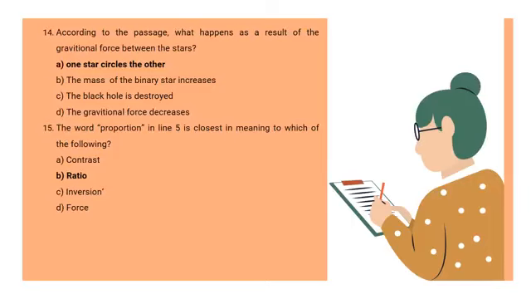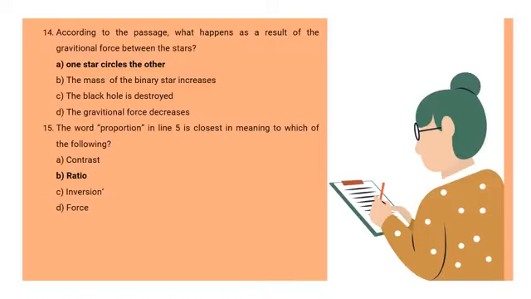The question number 14 is, according to the passage, what happens as a result of the gravitational force between the stars? My best answer is A, one star circles the other, because it mentioned in the text line 3 that the gravitational pull between the individual stars of a binary star causes one to orbit around the other. It means the result of the gravitational force between the stars is one star circles the other.